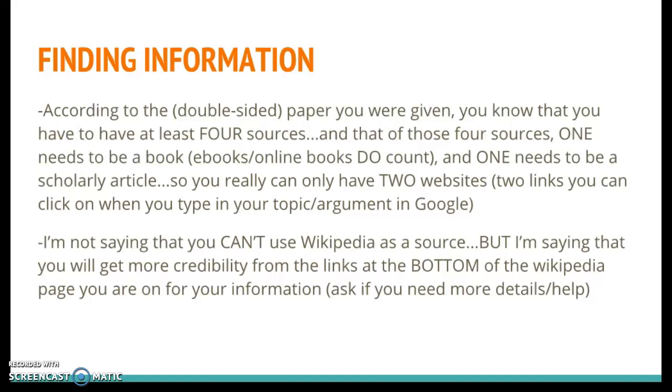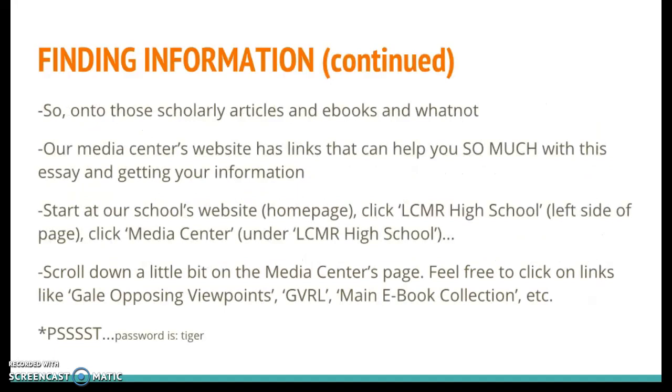So you really can actually only have 2 websites, 2 links that you're going to use from Google that you want to use in your paper. And I'm not saying that you can't use Wikipedia as a source, but I'm saying that you're actually going to get more credibility from the links at the bottom of the Wikipedia page that you're on for your information. And if you want some more help with that, raise your hand, ask, and I, myself or someone else, will come around to show you exactly what I mean. So websites are easy. Ebooks and scholarly articles maybe not so much.